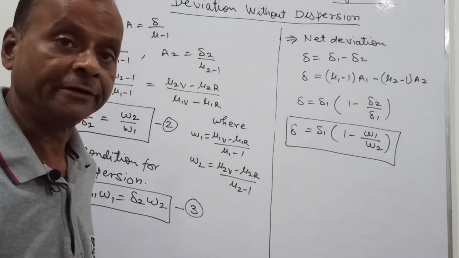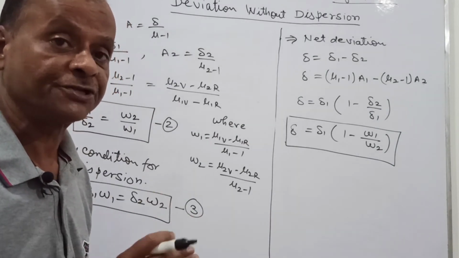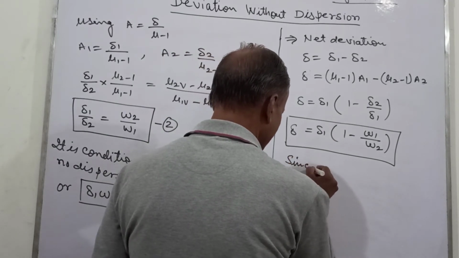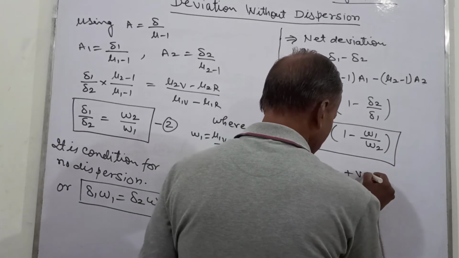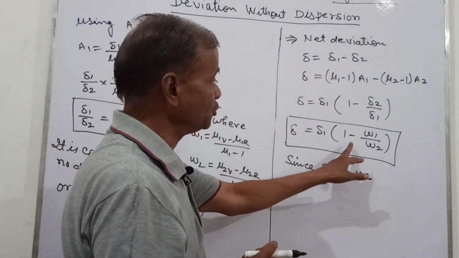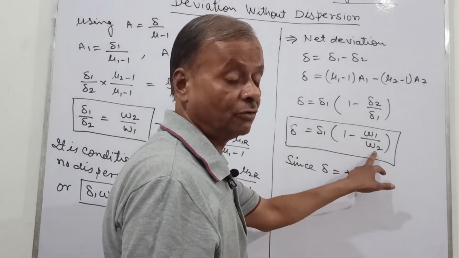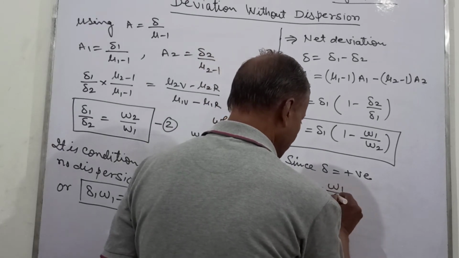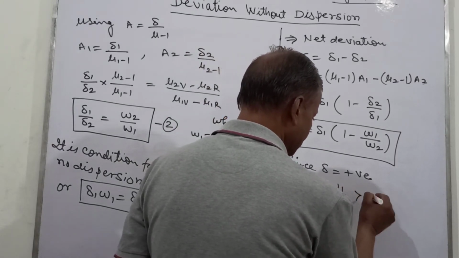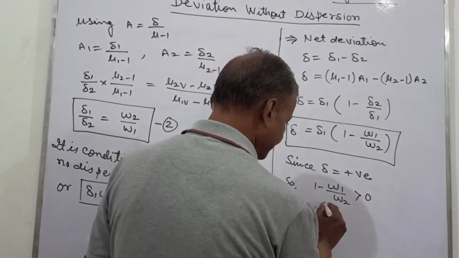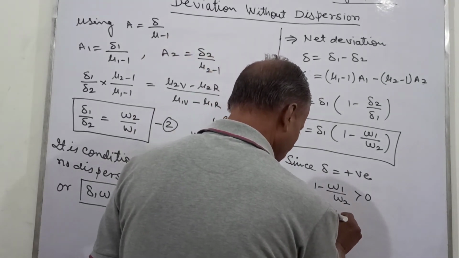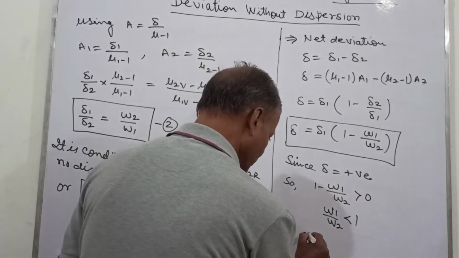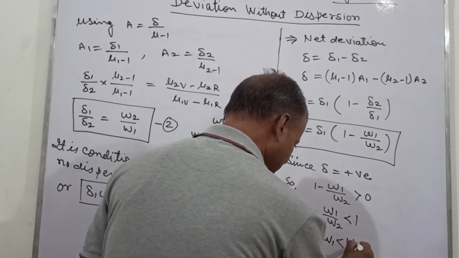And you can see from here, since the net deviation is positive, since delta is positive, it means that this factor must be greater than 0. So 1 minus omega 1 upon omega 2 is greater than 0. Or we can have that omega 1 upon omega 2 is less than 1, or omega 1 less than omega 2.